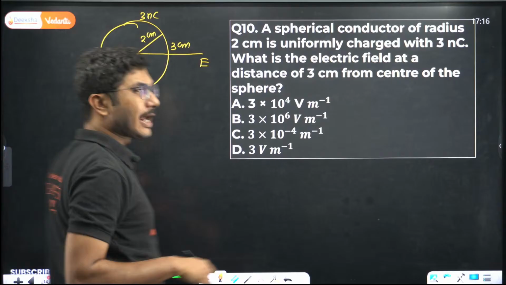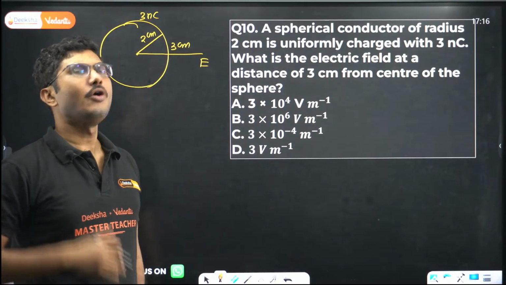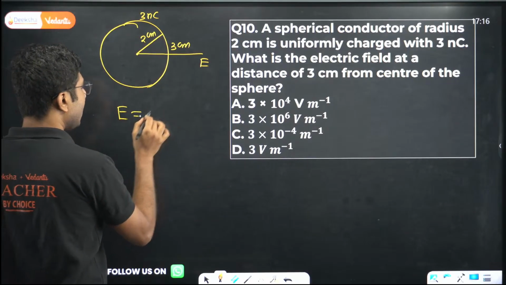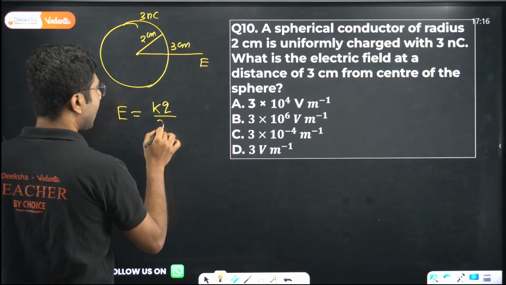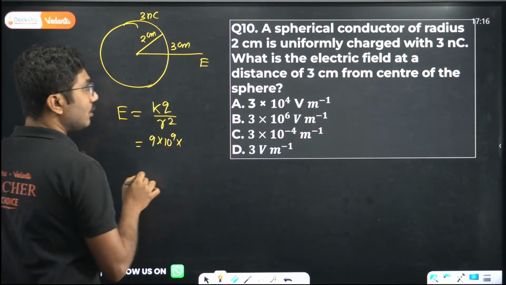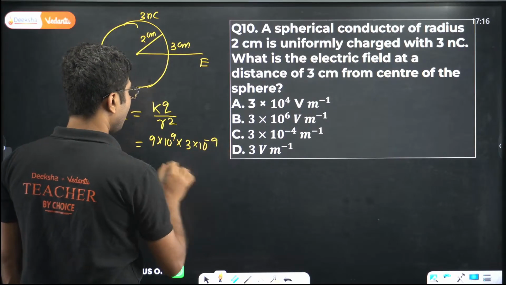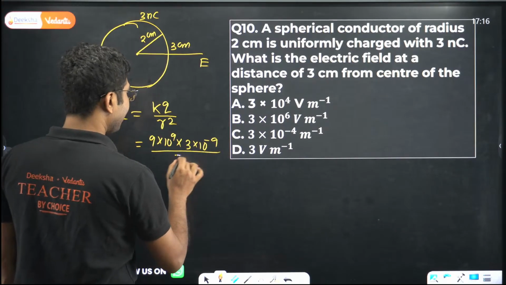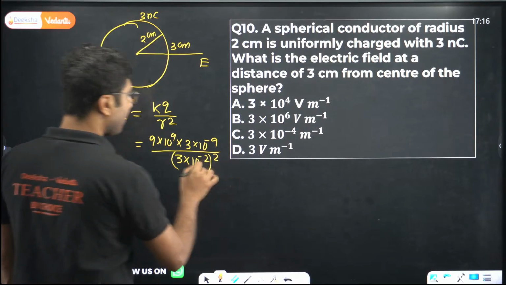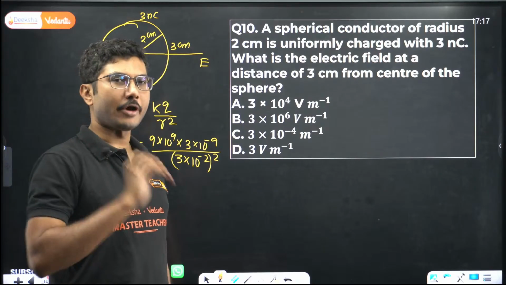Now as you know, for distances smaller than the radius, electric field is 0. For distances greater than the radius, we can simply use the normal equation of electric field, KQ by r square. So 9 into 10 to the power of 9 into 3 into 10 to the power of minus 9 divided by 3 centimeter. Now whenever there is a centimeter, always convert into meter by multiplying 10 to the power of minus 2. Do not go for decimals, point, etc.